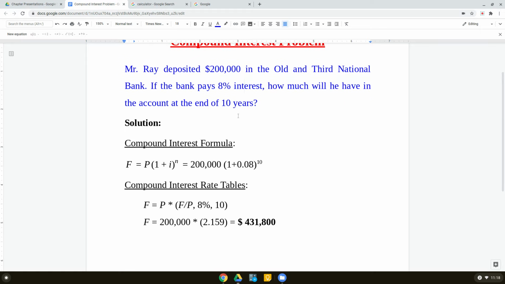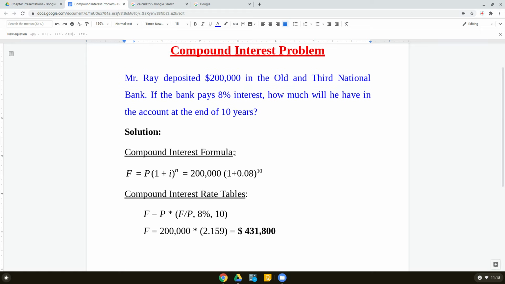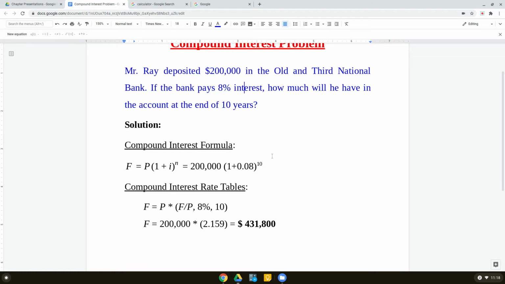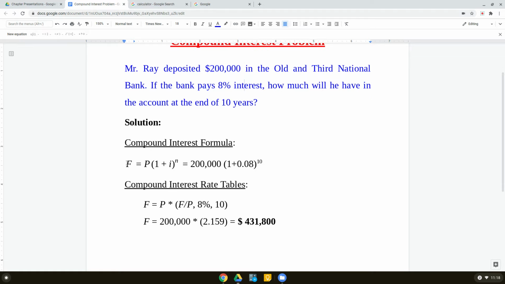So let's first understand the compound interest formula, and then we can use it to solve this problem. I have written it here. F, which is future value, is equal to P, the principal amount or present value, times 1 plus I. I indicates the interest rate, which is 8% in our case, to the power n, and n represents the number of years. Now, this formula is interesting.